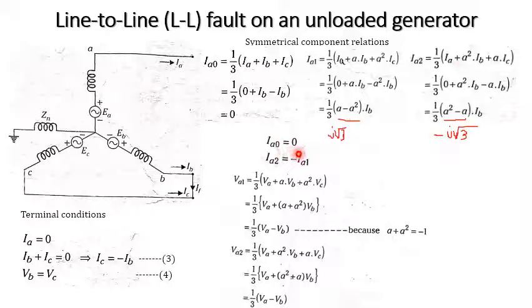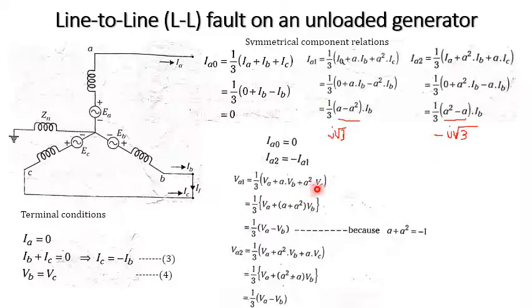Because IA naught is already 0. Okay. So what is VA1? VA1 is 1 by 3 times VA plus A into VB plus A square into VC. Okay. So from equation 4, what equation 4 says is that VB is equal to VC.